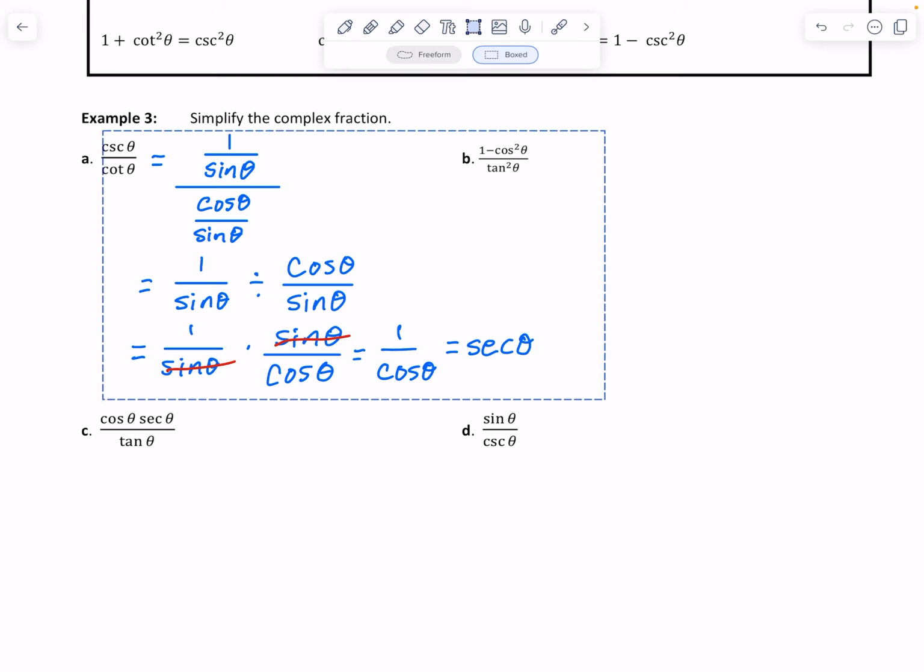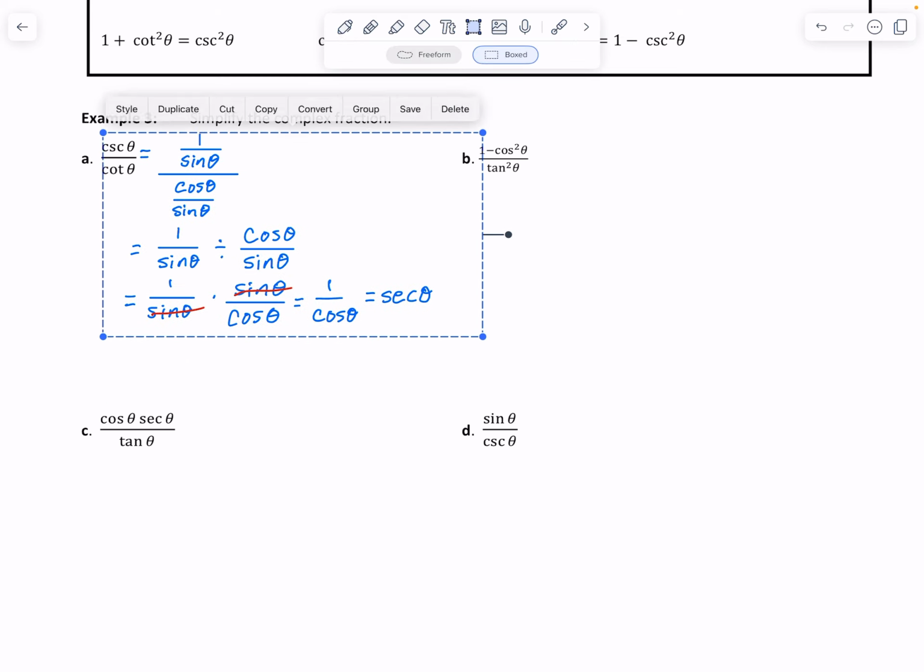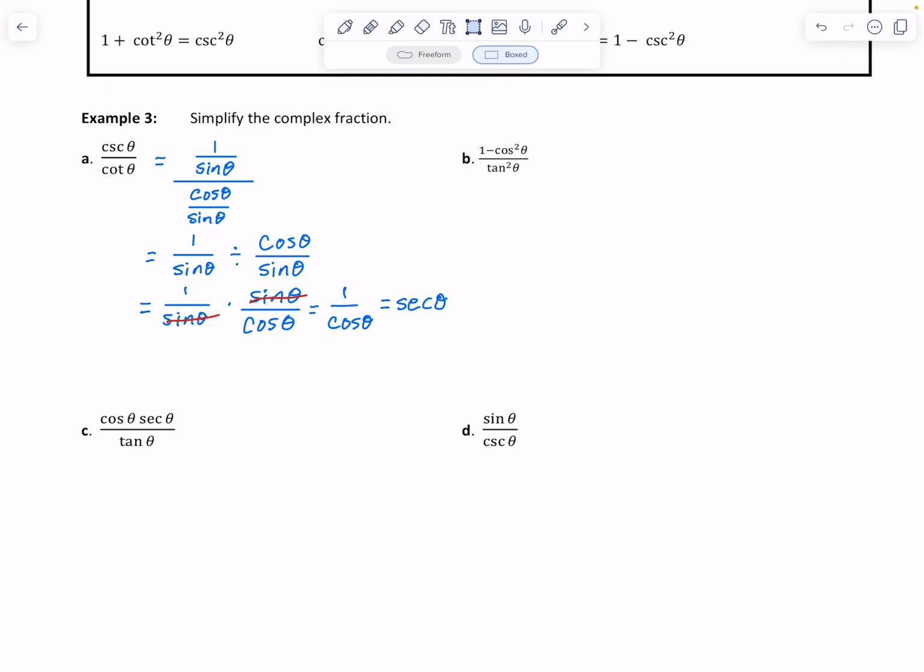All right, I got to move this because I'm going to need the room. All right, so you can see how we're taking these complicated expressions and making them not so bad. All right, take a look here. We have 1 minus cosine squared. We can change that right away. That is a sine squared theta over tangent. Now I'm going to go ahead and change tangent to sine squared over cosine squared.